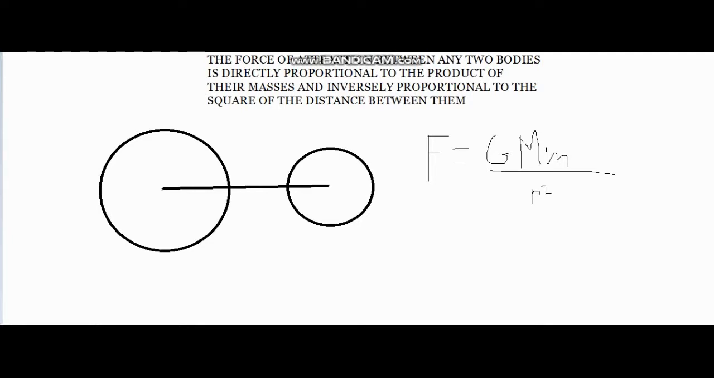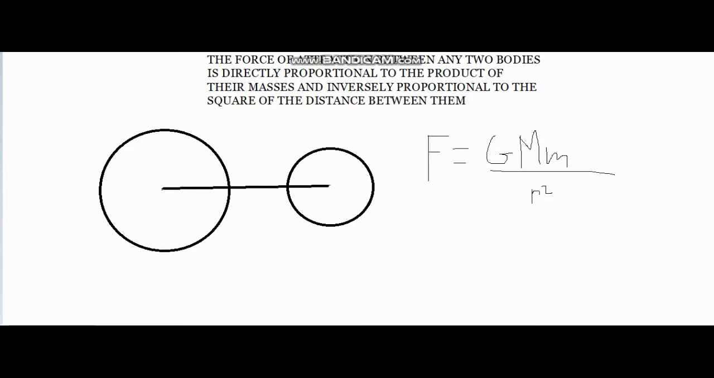G is a constant, universal gravitational constant, that will always be in the formula. Capital M represents the mass of the larger object, small m represents the mass of the smaller object, and R represents the distance between their centers. So when we have R squared, we square the distance between their centers.